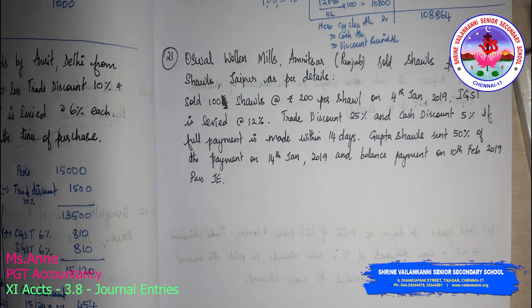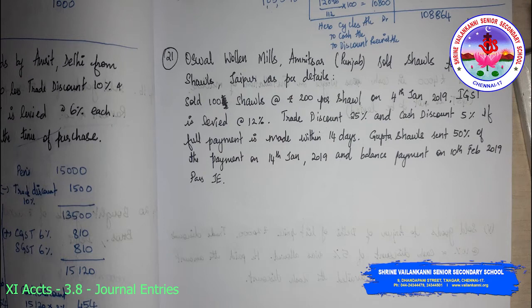This session we are going to look into problem number 21. Oswald Woolen Mills, Amritsar, Punjab sold shawls to Gupta Shawls, Jaipur as per details. Sold 100 shawls at rupees 200 per shawl on 4th Jan 2019. IGST is levied at 12%. Trade discount 25% and cash discount 5% if full payment is made within 14 days. Gupta Shawls sent 50% of the payment on 14th Jan 2019 and balance payment on 10th Feb 2019. Pass journal entry.